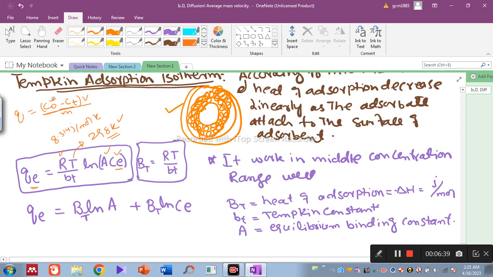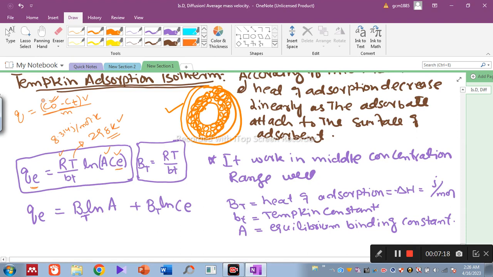So this C0 is the initial concentration, and remember the Temkin adsorption isotherm is valid for the middle concentration range, meaning that it is not suitable for very dilute solutions. We cannot use this Temkin model for very dilute solutions. Like if we prepare a 1 or 0.1 ppm solution, and someone asks us to do an adsorption equilibrium study for this 1 ppm or 0.5 ppm solution, in that case our Temkin adsorption isotherm will not be very accurate.